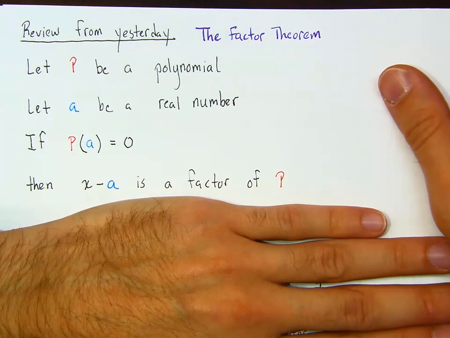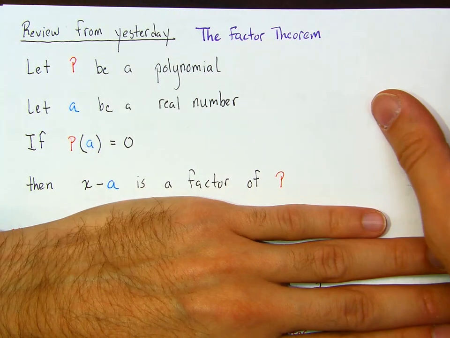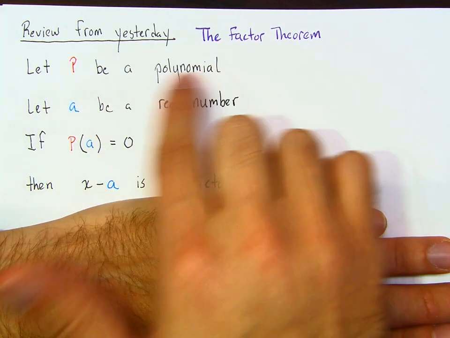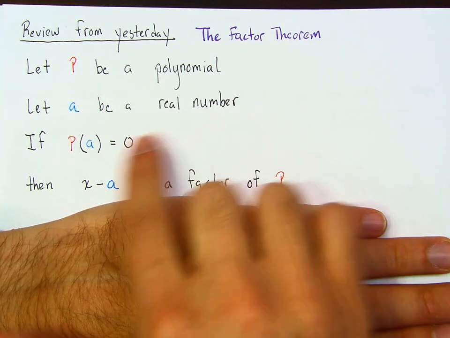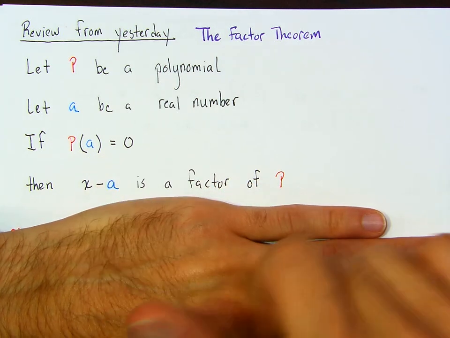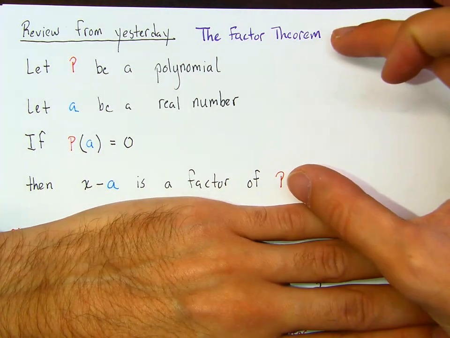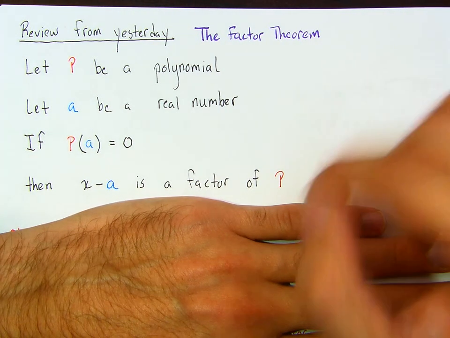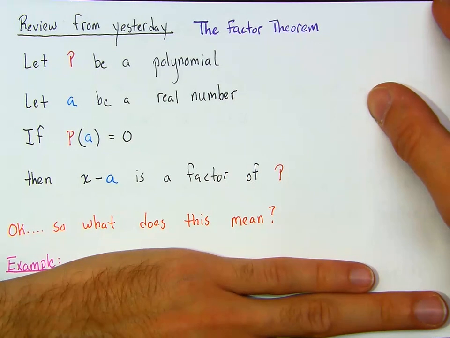From yesterday, we had this theorem that we wrote down. It was the factor theorem, and it said, let P be a polynomial, let A be a real number. If P of A is equal to 0, then X minus A is a factor of P. Okay, so this was a lot to take in from yesterday. So let's just really quickly, in 2 minutes, review what this really means. So what does this mean?